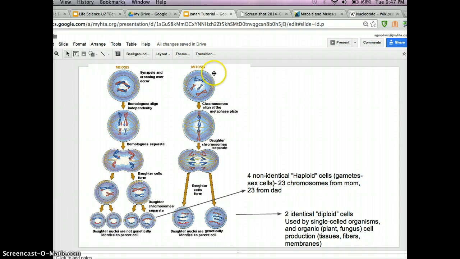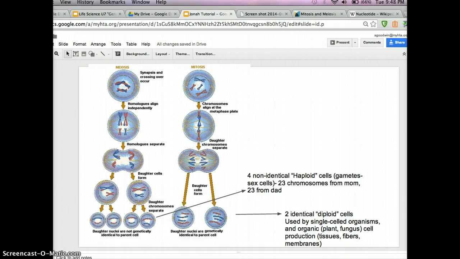Okay, now mitosis is typical for like a single cell animal might do this, or certain organic cell production, like plant or fungus. These things might make things like tissues, fibers, and membranes, but this is once again a cell splitting, and it makes an exact copy of itself. So these are identical. And so what you get as a product from mitosis is you get two identical diploid cells. Okay, so those are a couple of the basic differences between the two. You might want to pause this recording and take a couple of notes on that.